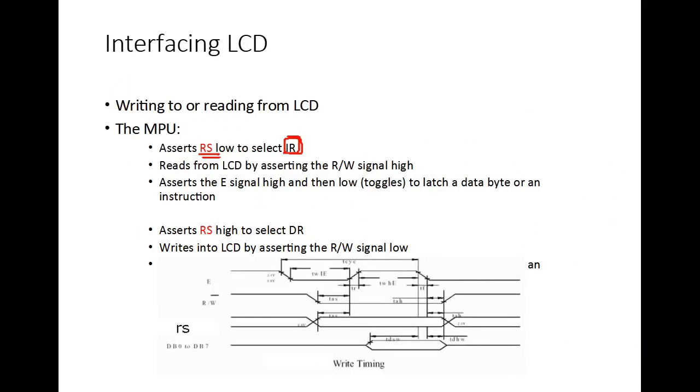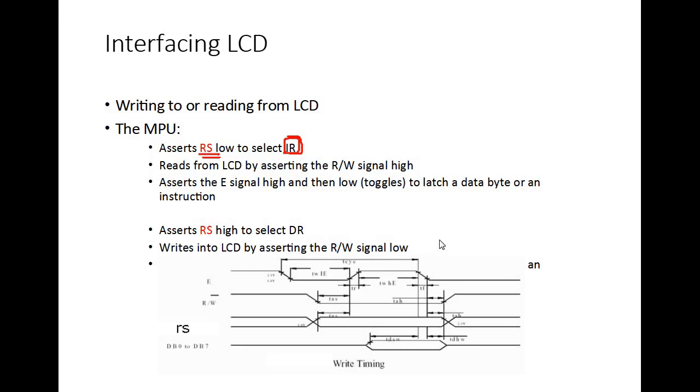So the same instructions have been provided. RS is selected, the R/W line is selected, whether you are writing or reading, and then the enable is toggled to latch the data byte. And if we want to write data, we set RS to high to select the data register, and we write into the LCD by setting the R/W signal.